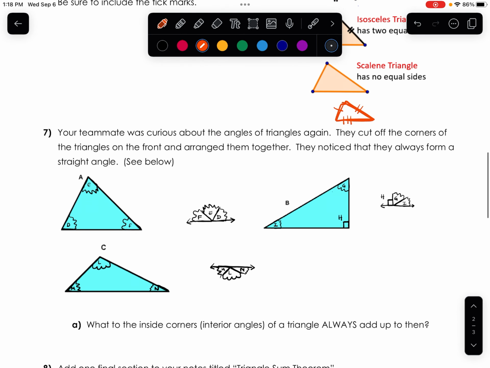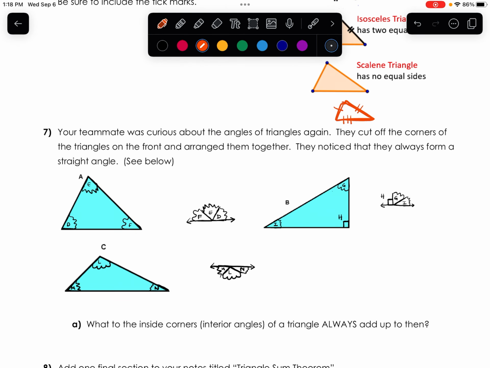All right, we're going to look at one final thing. So your teammate took those 3 triangles from the front and they cut off the corners. So you can see that F here matches here, E matches here, D matches here. And they noticed that as they arranged those corners, they got a straight angle. These 3 made a straight angle. These 3 made a straight angle. Even with that 90 degrees, formed a straight angle. We know from yesterday that straight angles always add up to 180 degrees.